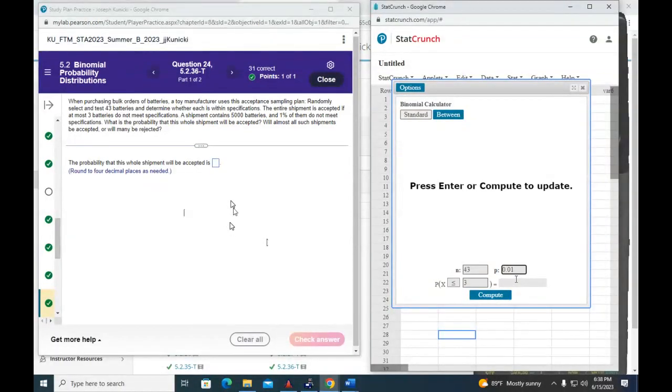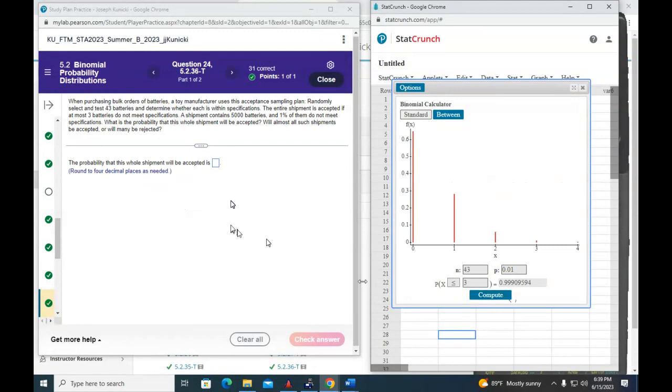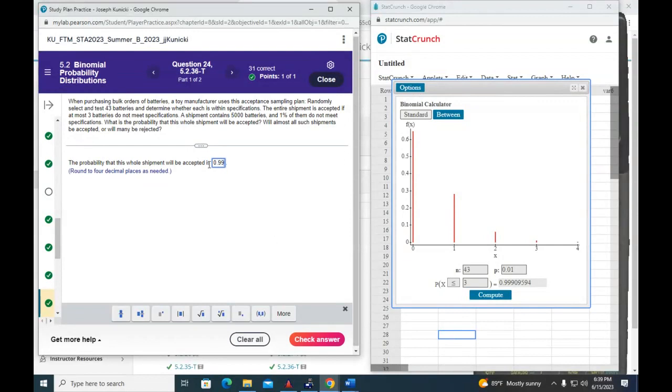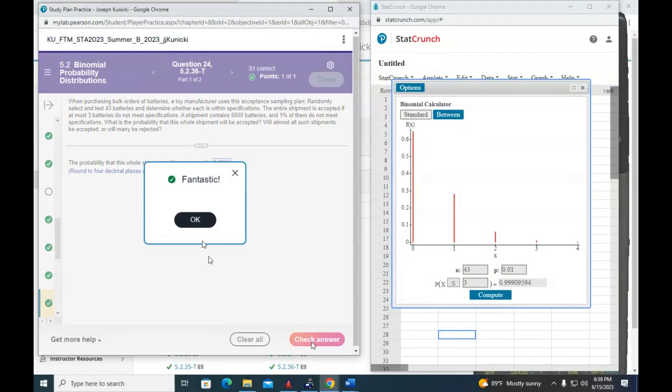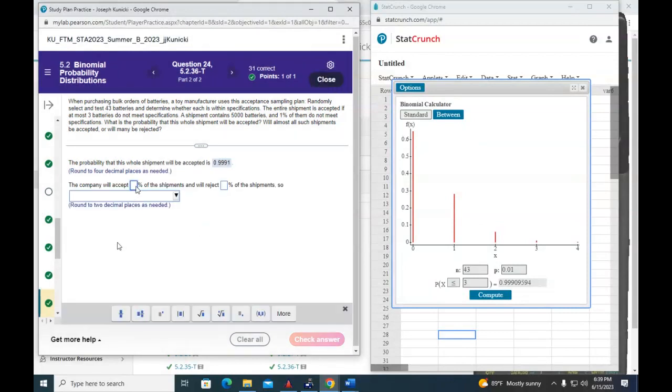See, they already know this is what they expect. They expect 1% of those, which is what? 50? Yes. So out of those 50, how many will end up with the 43? The probability is 0.9991. So now we can say that the company will accept 99.91%. How many they're going to reject? 0.09.